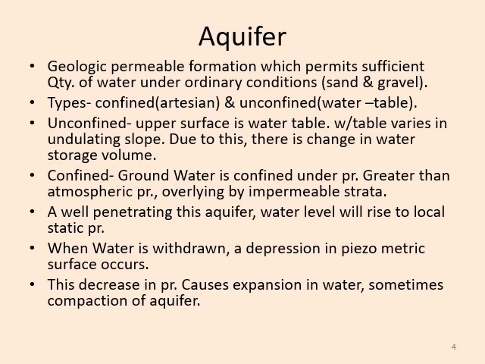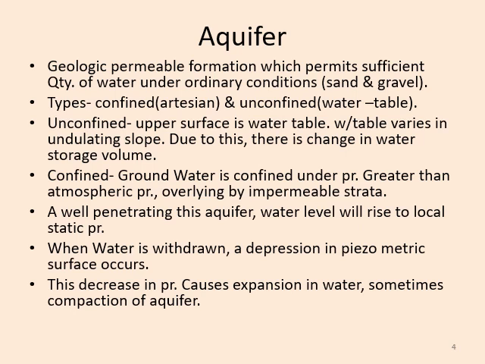The types are confined and unconfined. The types of aquifer are also named artesian and water table. Artesian we will discuss in the next few slides. Artesian means confined: the aquifer depth is confined between two layers. Sometimes the aquifer zone is confined by one layer at the bottom only, so it is named a water table, or unconfined, aquifer.